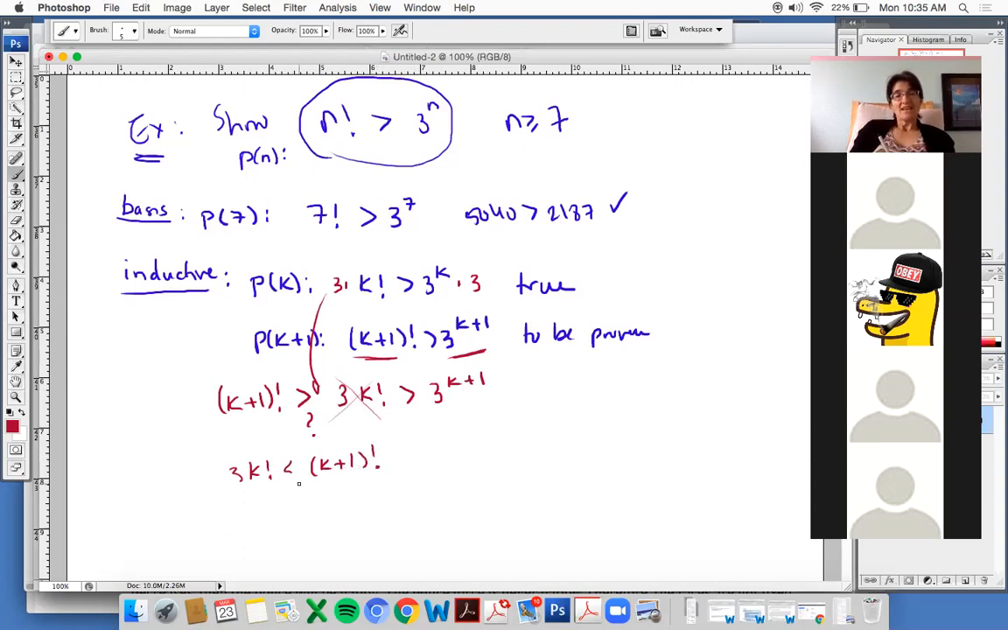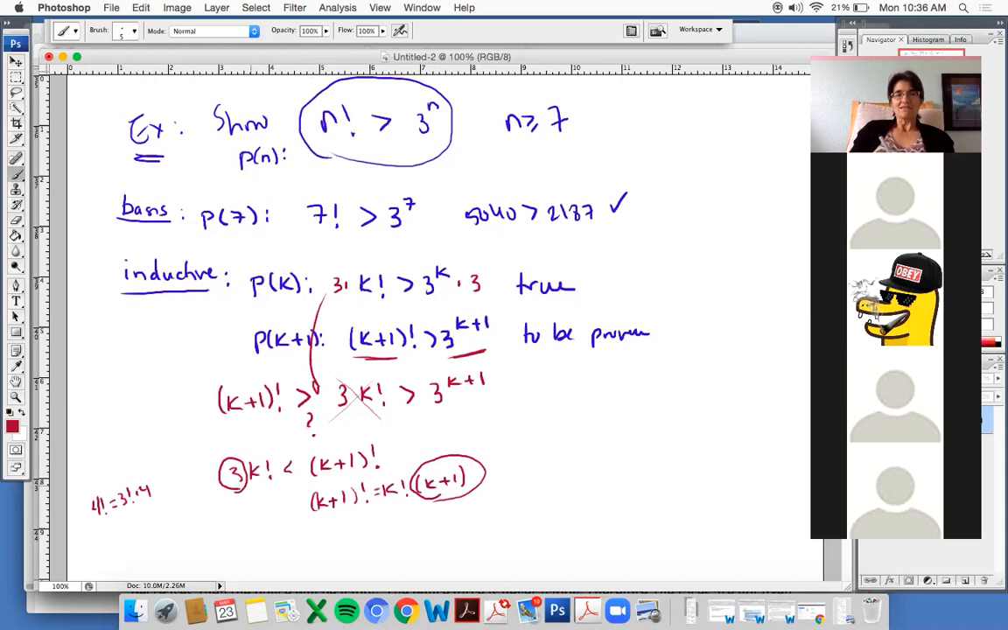Right. So if we look at properties of factorials, I know that k plus 1 factorial equals k factorial times k plus 1, all right? Because that's how factorials work, right? You multiply by the next integer. If I have 4 factorial, it's going to be 3 factorial times 4, because 3 factorial is 1 times 2 times 3, and if you multiply by 4, then it becomes 4 factorial. So it's just by properties of factorials.